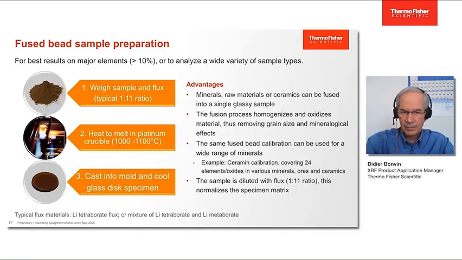One of the disadvantages, of course, is that we are going to dilute the sample. Typical ratio is one part sample and 11 parts flux. The flux being a mixture of lithium tetraborate and lithium metaborate, typically. And this dilution means that the limits of detection for trace elements will not be as good as we get when we just press the sample, as previously presented.